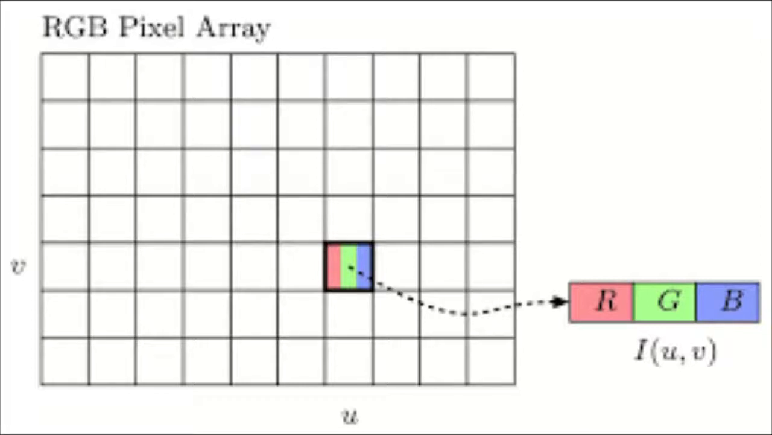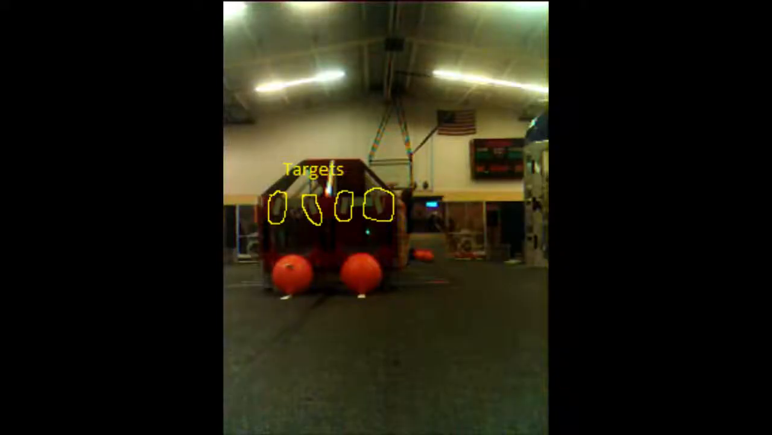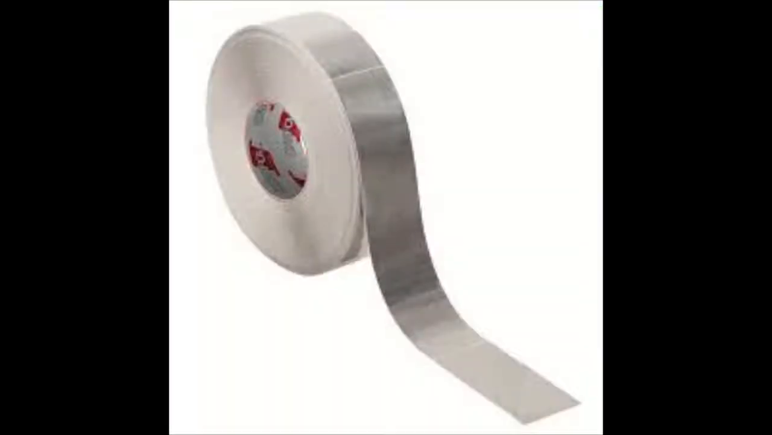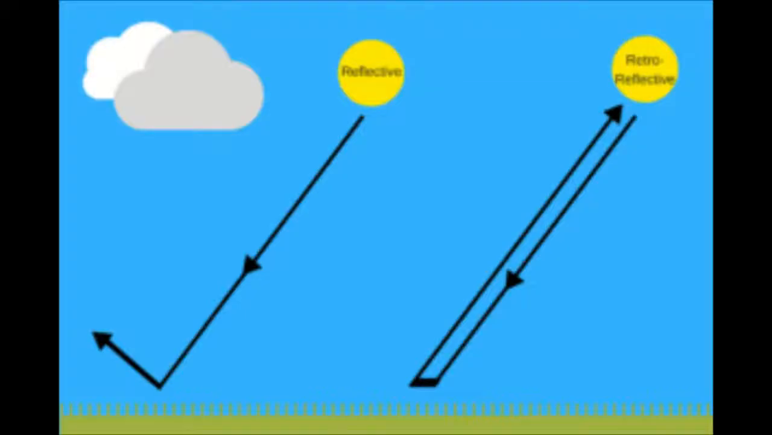Now, back to our actual targets. Typically, they are rectangles of gray tape. However, it isn't any old tape. It's retroreflective tape. What does that mean? It means that if you shine a light on it, the light you shine on it will be reflected back in the direction it came from. How does it do that?